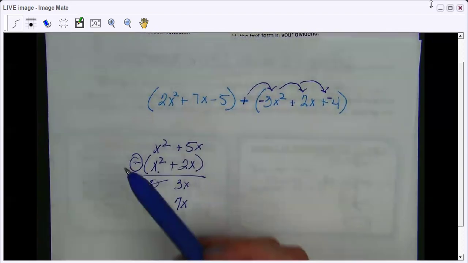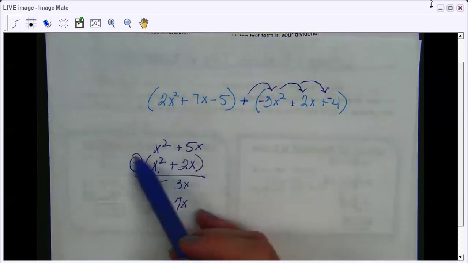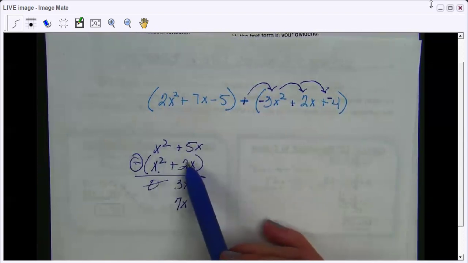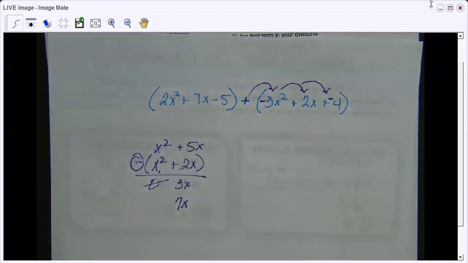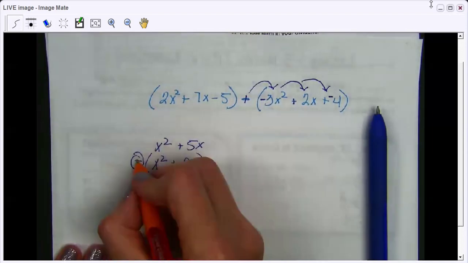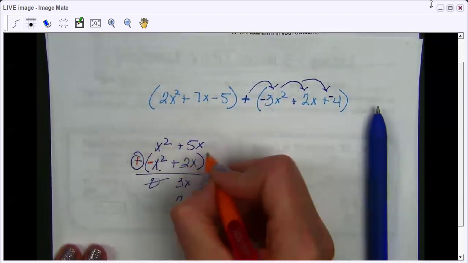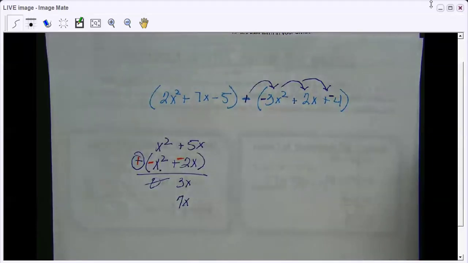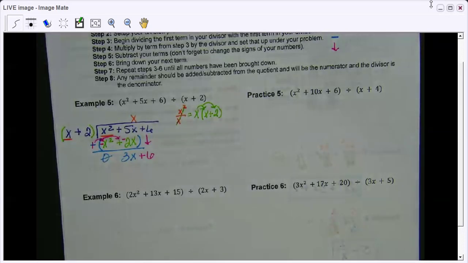However, if you're able to remember the subtraction out here without changing everything, that's fine. Otherwise, you distribute your negative, and this becomes a positive, this becomes a negative, that becomes a negative. Did that make sense? Did I answer it? Okay. All right. Now let's do the second half.